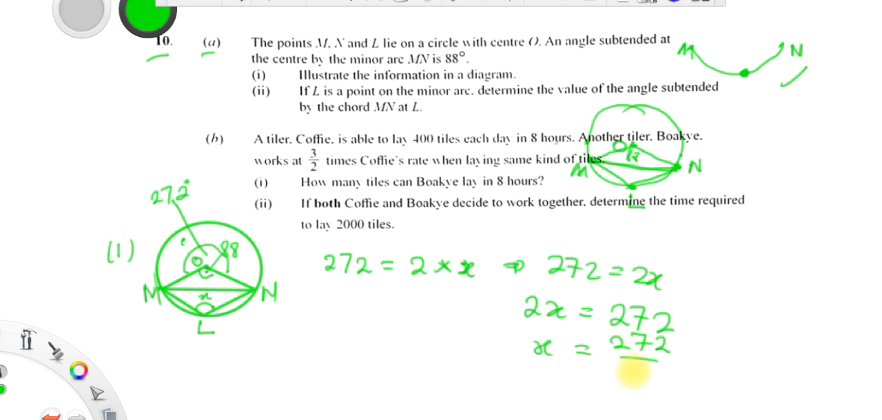272 divided by what? Divided by 2. What do you get? You get 136. 136 what? 36 degrees.